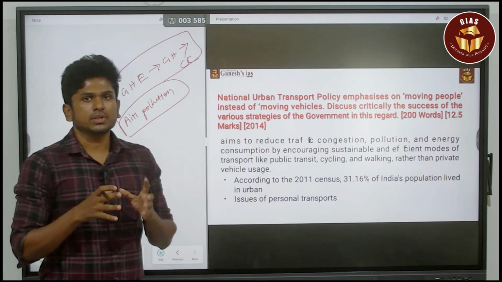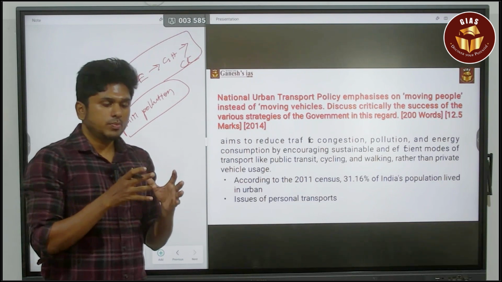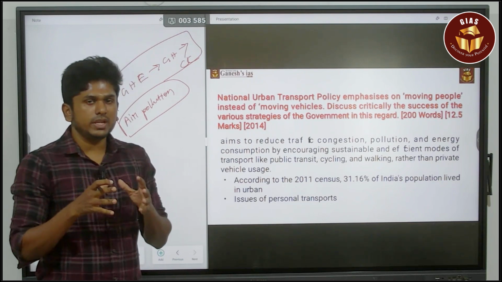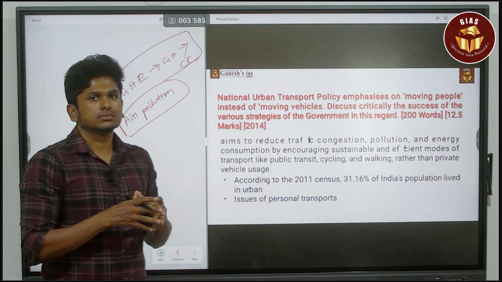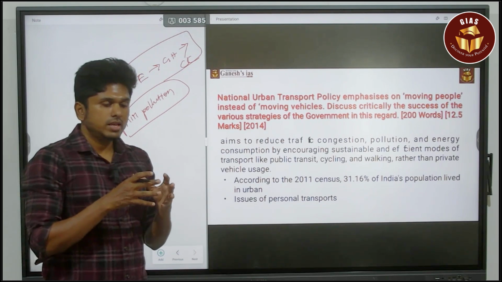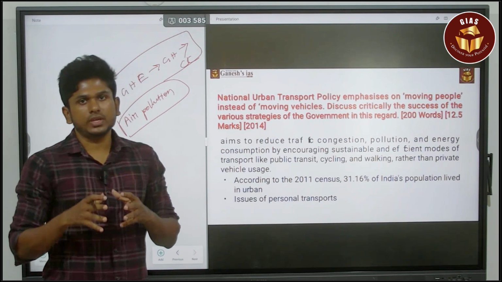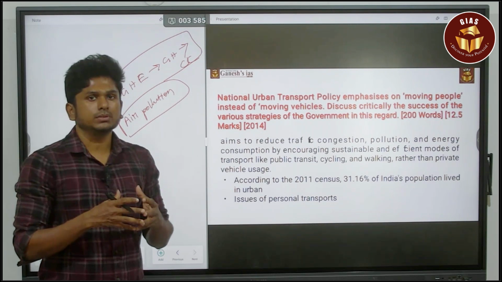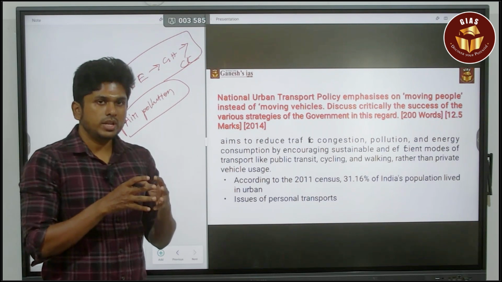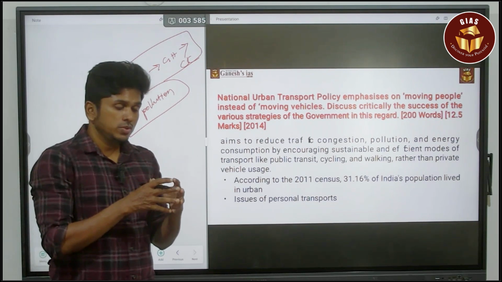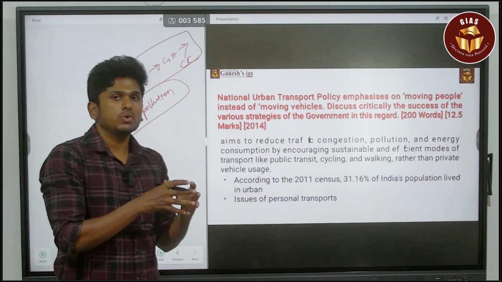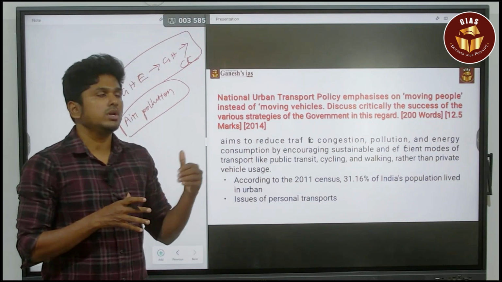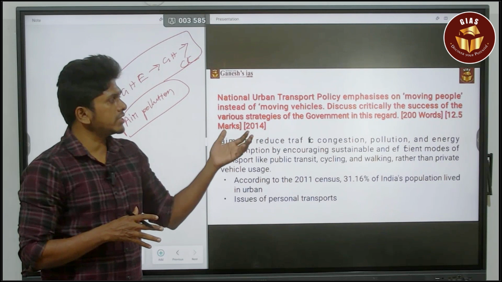The idea is so simple. The people in urban areas need to use public transport, or they have to reduce the usage of their own vehicle. You need to use public transport and not your own vehicle. That is the only idea of this National Urban Transport Policy.